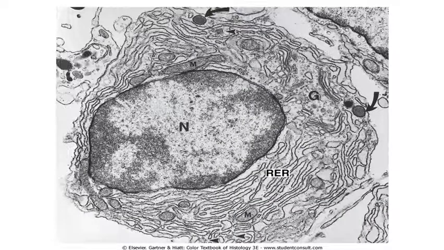Okay, look here. This is an electron microscope picture. Why? I can see only one cell. Two, I can see details. Three, it appears gray. Okay.